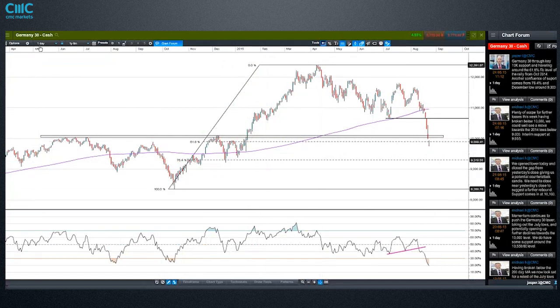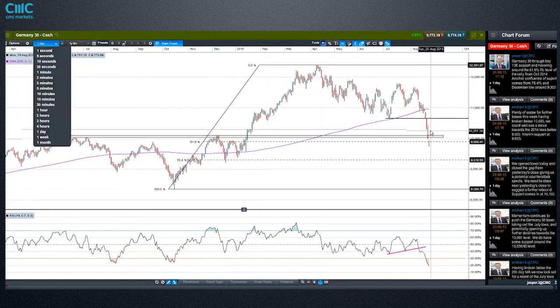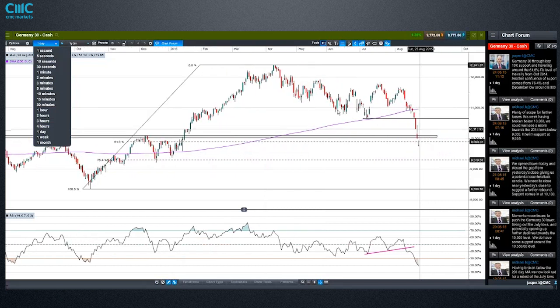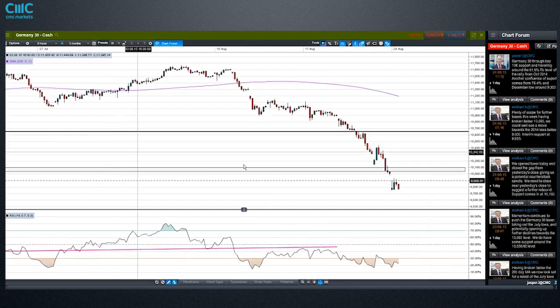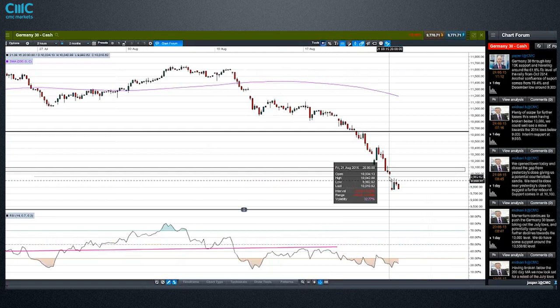So again, if we zoom in a bit, you can sort of see the gap taking place on the daily chart to some extent here, but you're not going to be able to really pinpoint declines based on the daily chart. You're going to have to drop down to the lower time frames. And again, as with all these markets, it's just vertically downward.